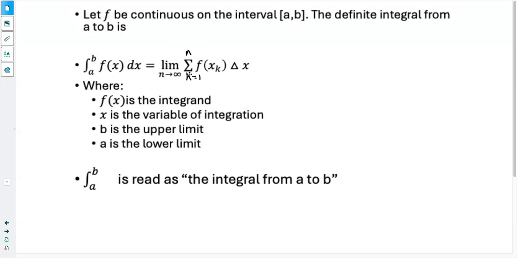as n goes to infinity of our sum starting at k equals 1 going to n of f of x subscript k times change in x, where f of x is our integrand, x is the variable of integration, b is our upper limit, and a is our lower limit. Now the symbol here is read as the integral from a to b.